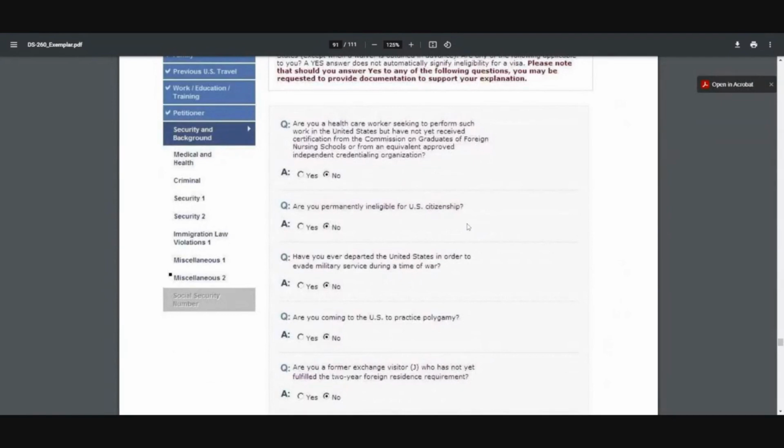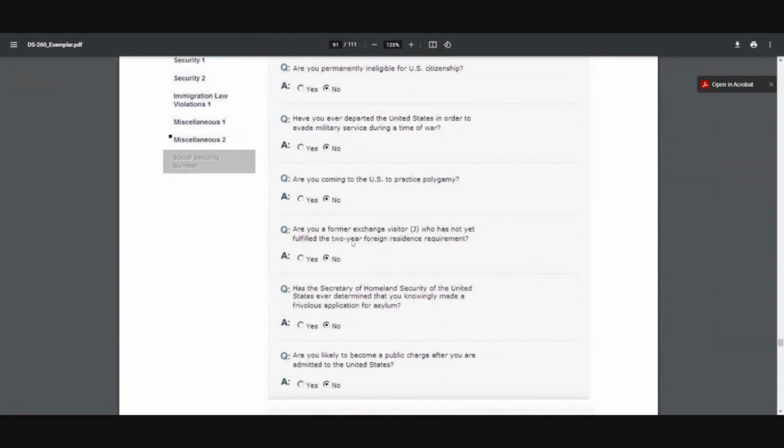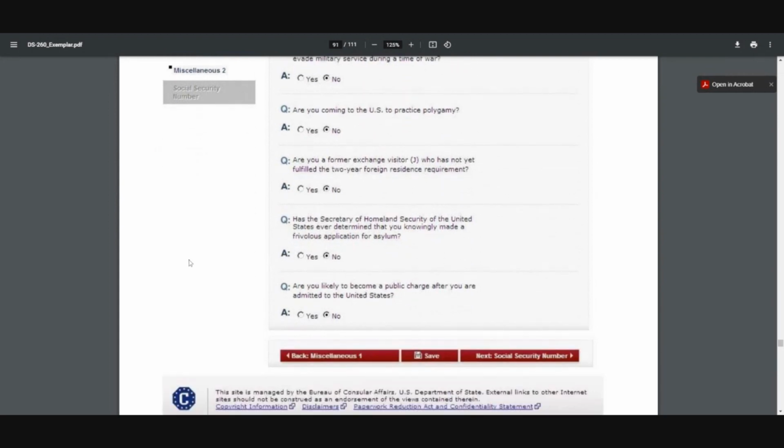Now this is all still, are you permanently ineligible to be in this country? Are you a visitor who has not yet fulfilled the 2-year foreign residence requirement? Have you made a frivolous or a fraudulent application for asylum? Asylum is whereby people who are refugees come and get asylum, and you lie that you're a refugee and your country doesn't have refugees. They will find out.